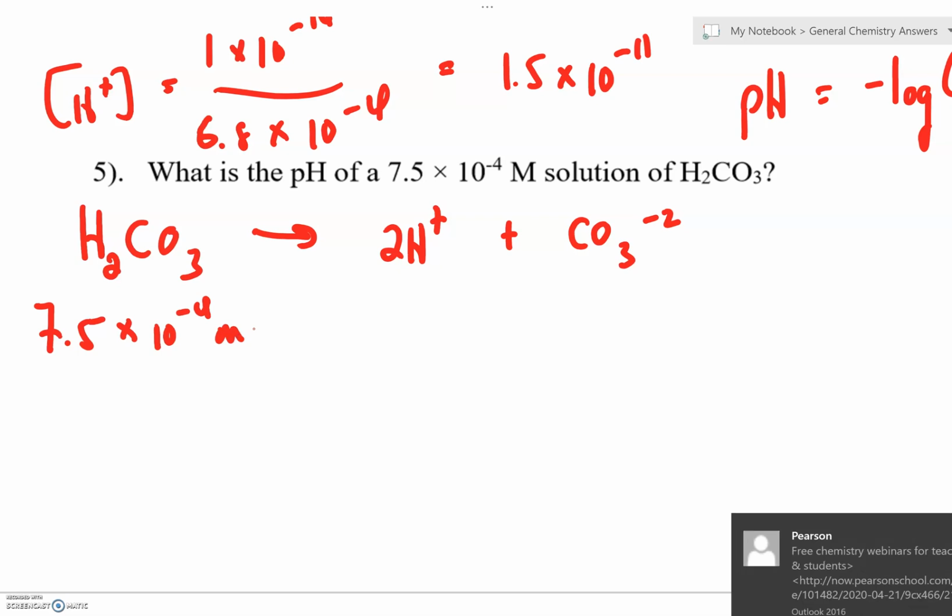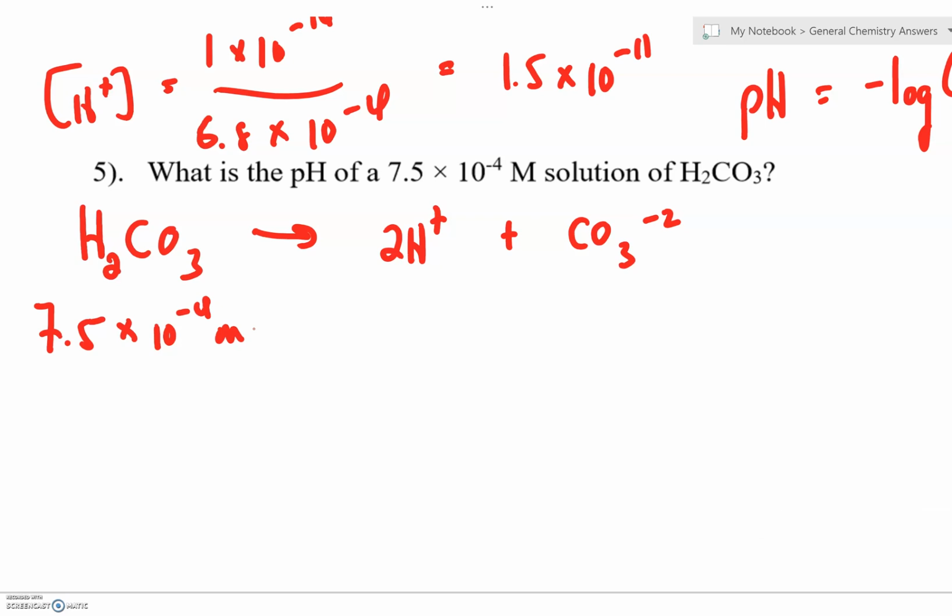twice as much H plus. Now, if you're having a hard time with this, take 7.5 and multiply it by 2, and you get 15 times 10 to the negative 4. Or, if we're going to write it in proper scientific notation, 1.5 times 10 to the negative 3. Doesn't matter how you write it, either one of these will give you the same answer.